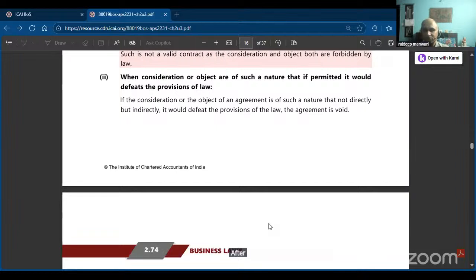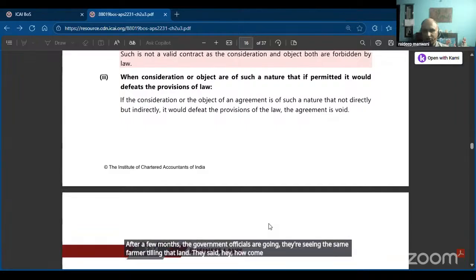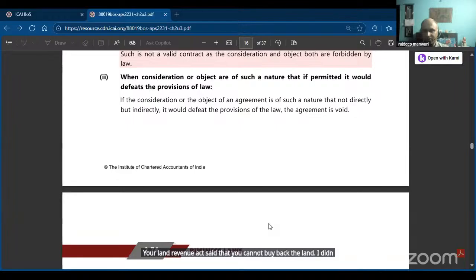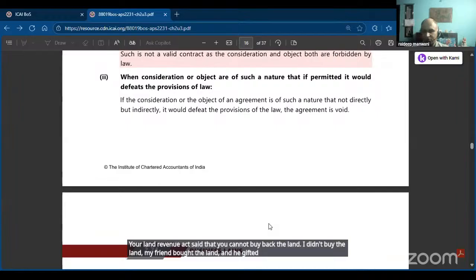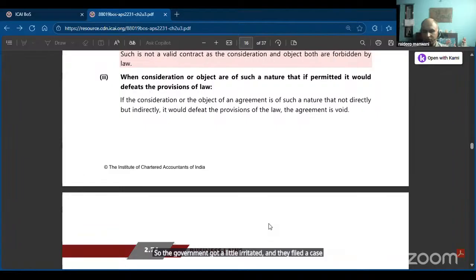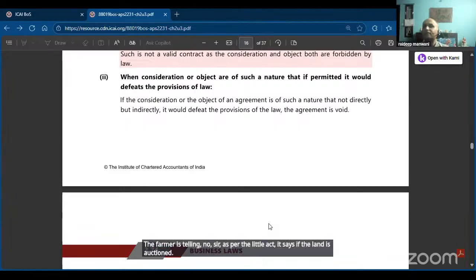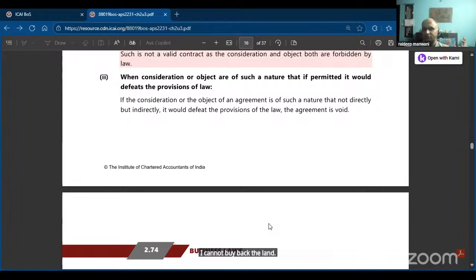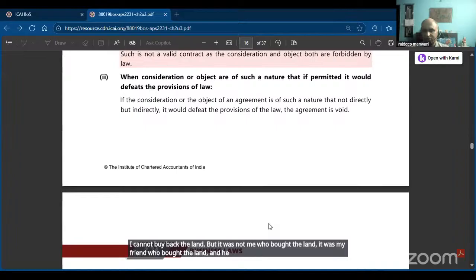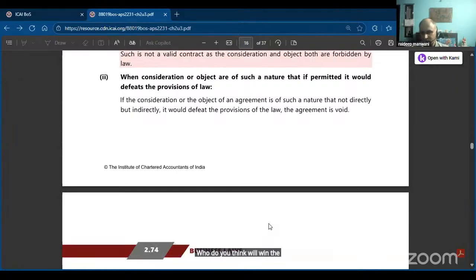After a few months, the government officials are going by and they see the same farmer tilling that land. They said, hey, how come you're the owner? He said, yeah, your Land Revenue Act said that I cannot buy back the land. I didn't buy the land. My friend bought the land and he gifted it to me. Over. So the government got a little irritated and they filed a case in the court. In the court, the farmer is telling, no, sir, as per the act, if the land is auctioned, I cannot buy back the land. But it was not me who bought the land, it was my friend who bought the land and he gifted it to me. Who do you think will win the case?